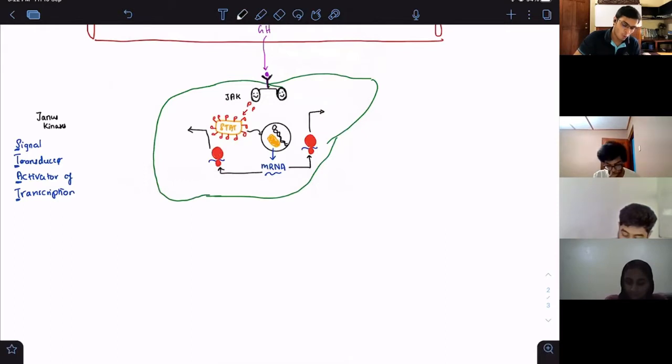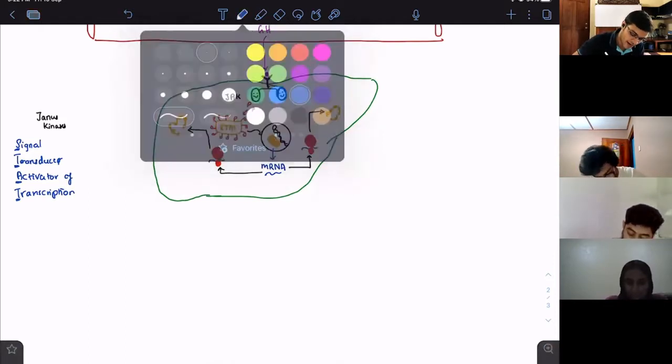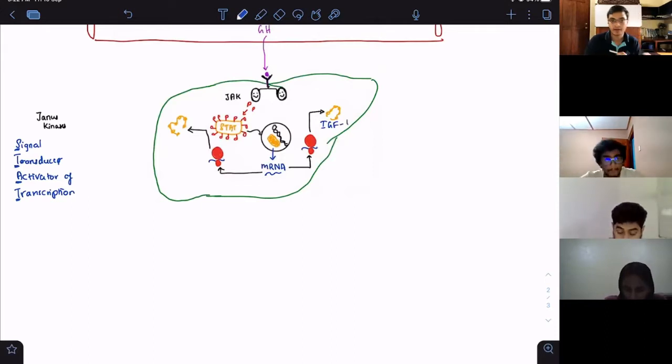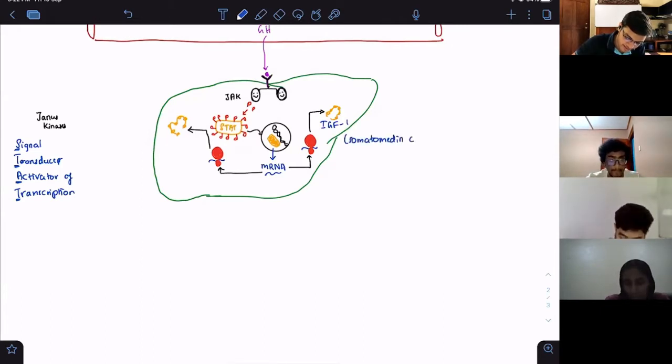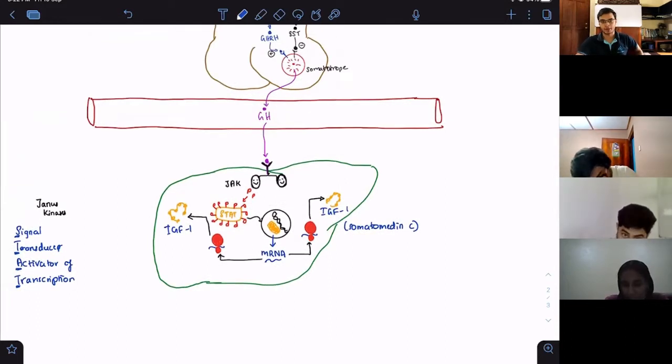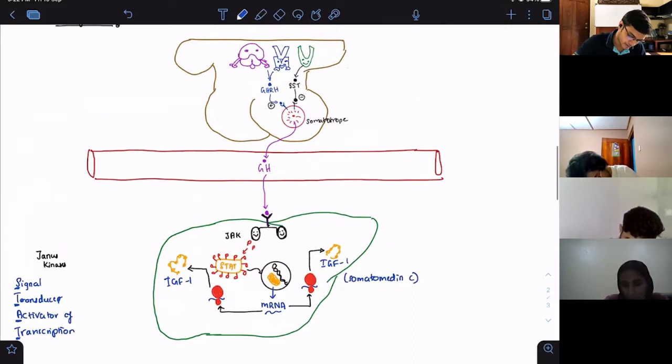And this is also going to produce a protein. What is this protein, guys? This protein looks something like this. It is a chain of amino acids. This protein is called IGF-1, insulin-like growth factor 1. It is also called somatomedin, somatomedin type C. Insulin-like growth factor 1, IGF-1.